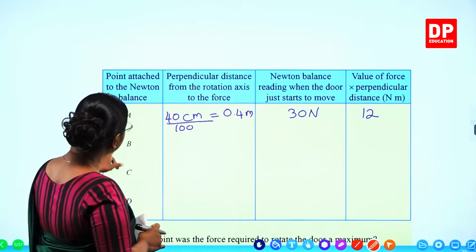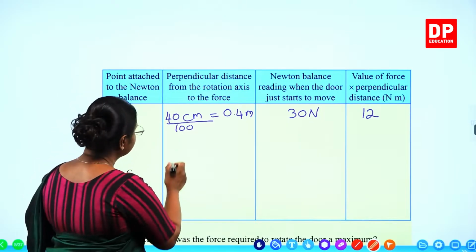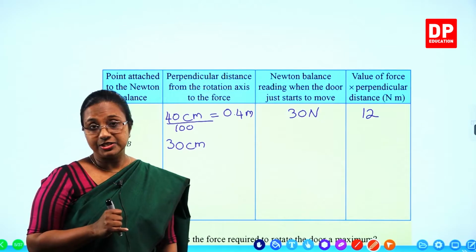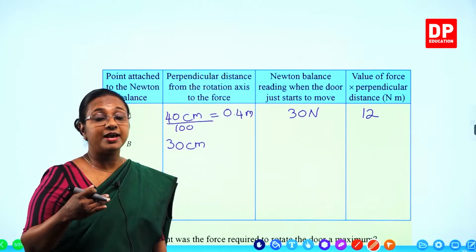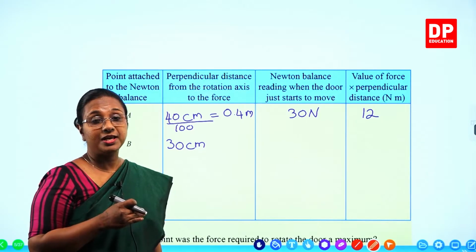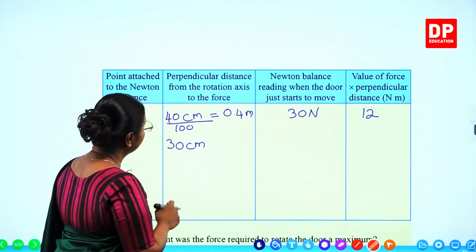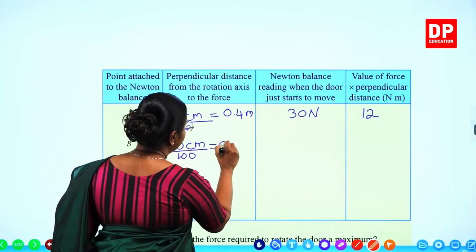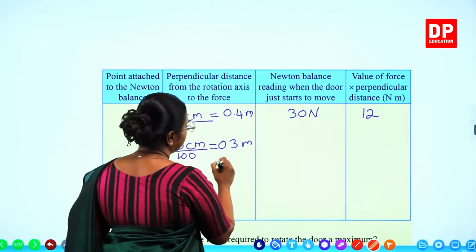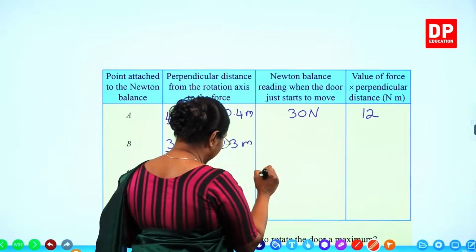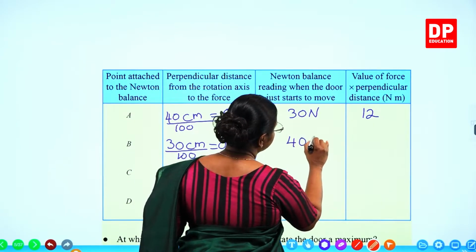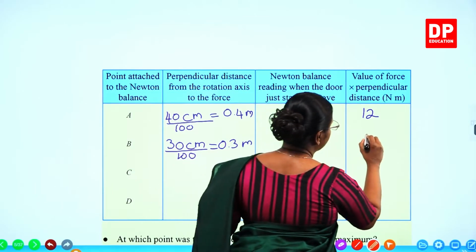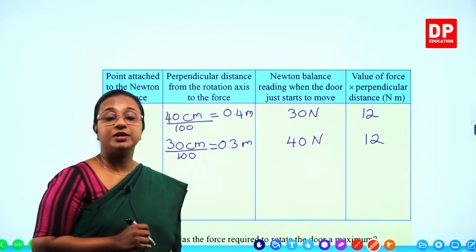Then we have point B. Point B, let's say it's 30 centimeters from the hinges. That is the rotation axis. From there to the point of application of the force, the perpendicular distance is 30 centimeters. So, again divided by 100, you get the value as 0.3 meters. Let's say the force is 40 Newton. So, 0.3 into 40. What is the value? That is also going to be 12 Newton meters.